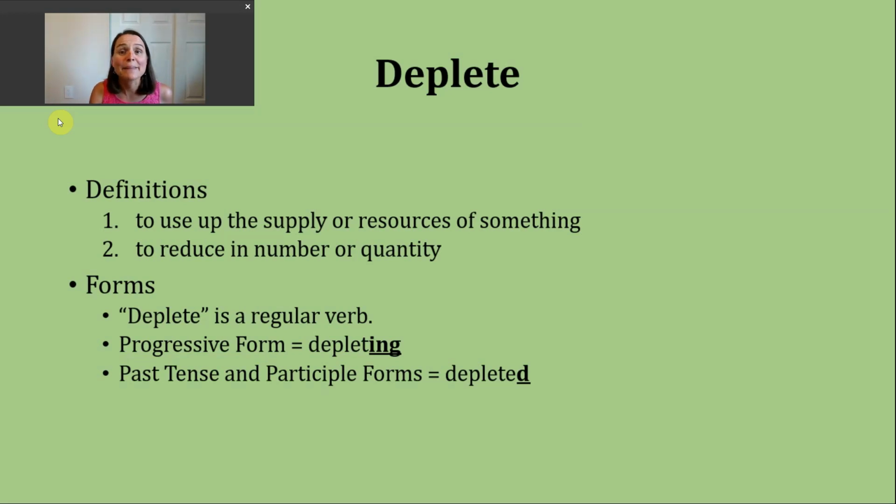You should know that deplete is a regular verb. To make the progressive tense, you're going to drop the E and then add ing to form depleting. The past tense and participle forms of this verb are going to be made by just adding the letter D, since this verb already ends in an E. Our base verb, deplete, ends in a T sound. So our past tense ending is going to make an id sound. We are going to add an extra syllable to this verb. It should sound like this: depleted, depleted.